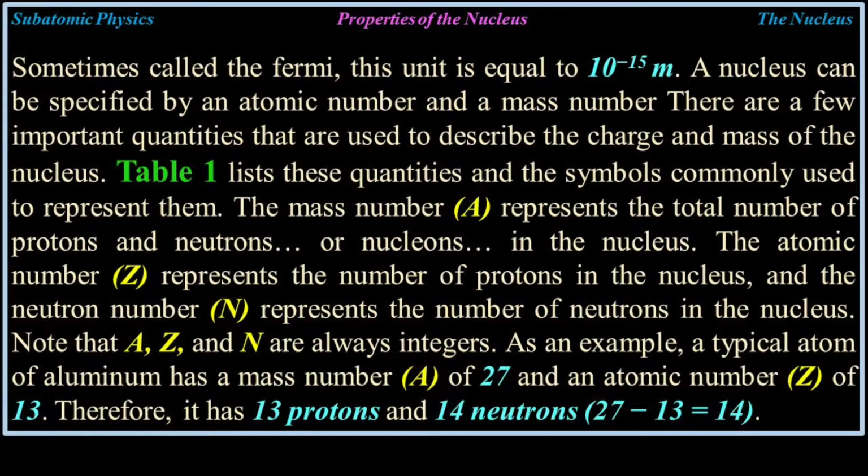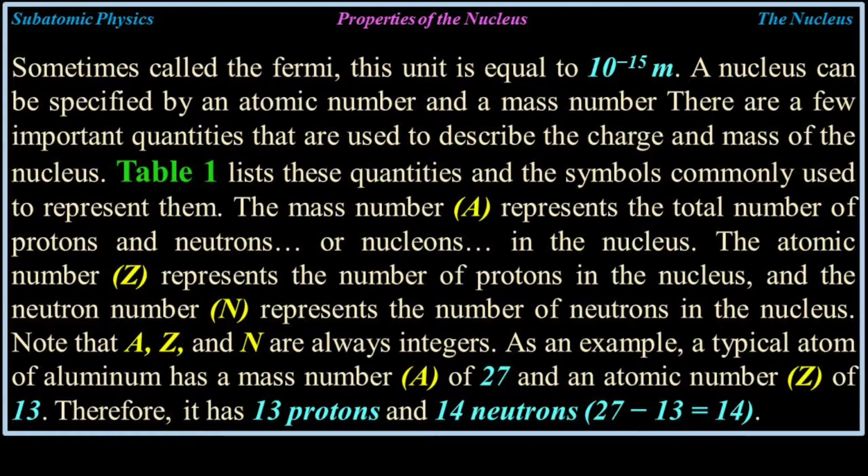A nucleus can be specified by an atomic number and an atomic mass. There are a few important quantities that are used to describe the charge and mass of the nucleus. Table 1 lists these quantities and the symbols commonly used to represent them. The mass number A represents the total number of protons and neutrons, or nucleons, in the nucleus.